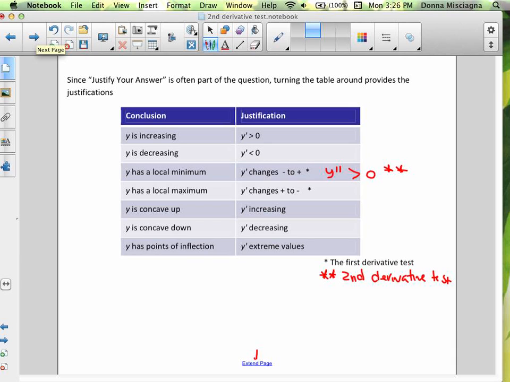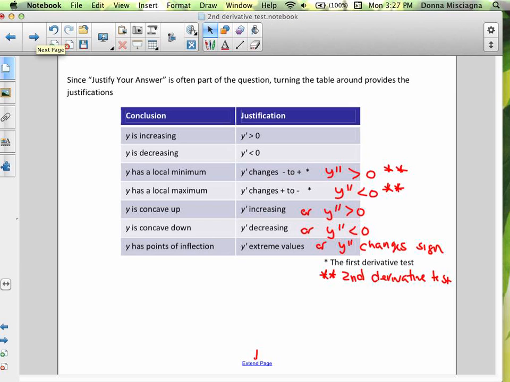Y has a local maximum where the first derivative changes from positive to negative using the first derivative test, or where the second derivative is negative using the second derivative test. Y is concave up where the first derivative is increasing, or the second derivative is greater than 0. Y is concave down where the first derivative is decreasing, or the second derivative is less than 0. And y has points of inflection where the first derivative has extreme values, or the second derivative changes sign. All right, add those parts to your notes, to make them a little bit more complete, so you have as many ways as possible to justify your answers and to find those critical points, those relative max and mins, and inflection points for your function.